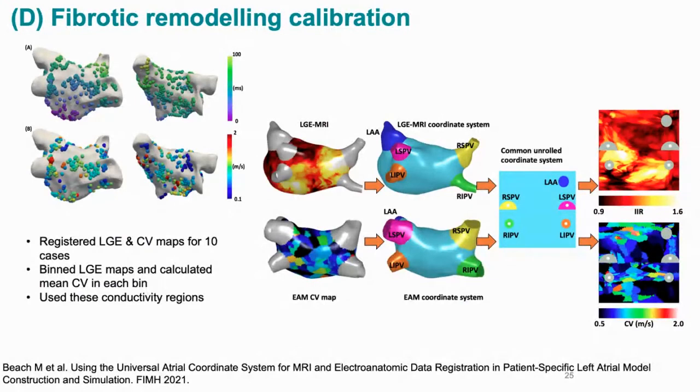So this was collected at St Thomas's Hospital. We've got paired data, so patients that have had both late gadolinium enhancement MRI data, where these higher intensities on the imaging are thought to represent more fibrotic remodelling areas. And these patients also have electroanatomic mapping data. So they've also got the conduction velocity map. And so then we can register these, again using the atrial coordinates, and look at the relationship between them. So far we've just done this for 10 patients, but this has given us a preliminary mapping between these that we can use for our models where we don't have electrical data.